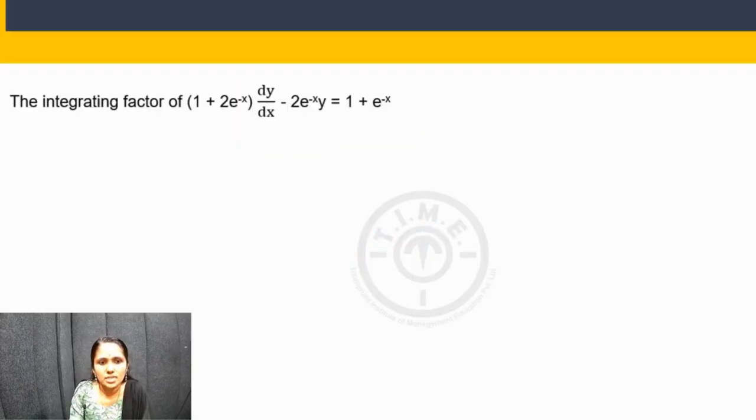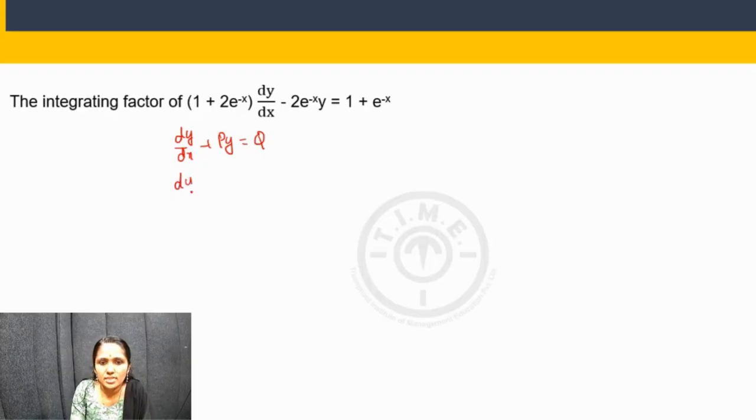First question is the integrating factor of (1 plus 2 e raised to minus x) into dy by dx minus 2 e raised to minus x y equal to 1 plus e raised to minus x. First we have to write this equation in the form dy by dx plus Py is equal to Q. For that we have to divide the whole equation by this 1 plus 2 e raised to minus x.